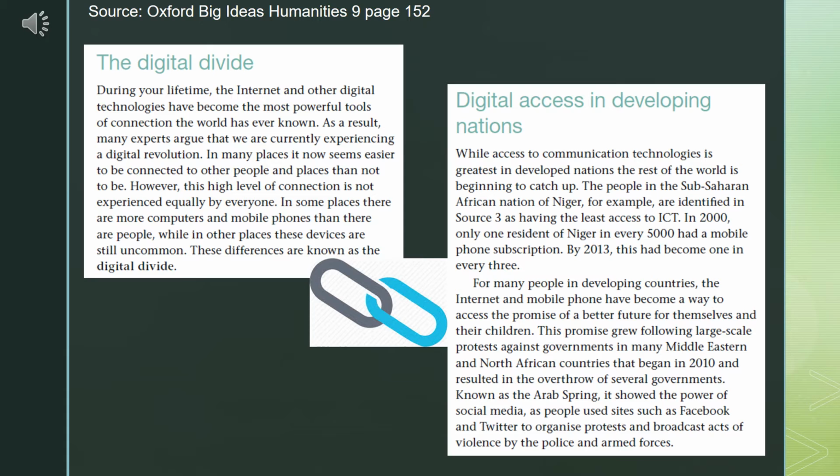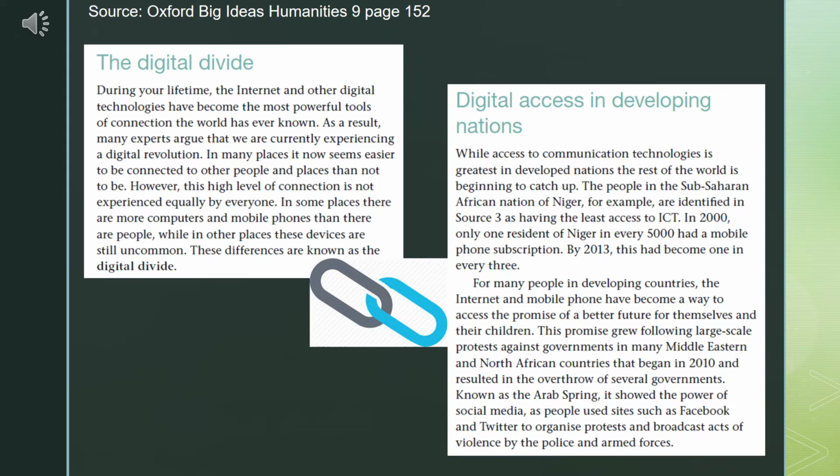The digital divide. During your lifetime, the internet and other digital technologies have become the most powerful tools of connection the world has ever known. As a result, many experts argue that we are currently experiencing a digital revolution. In many places, it now seems easier to be connected to other people and places than not to be. However, this high level of connection is not experienced equally by everyone.